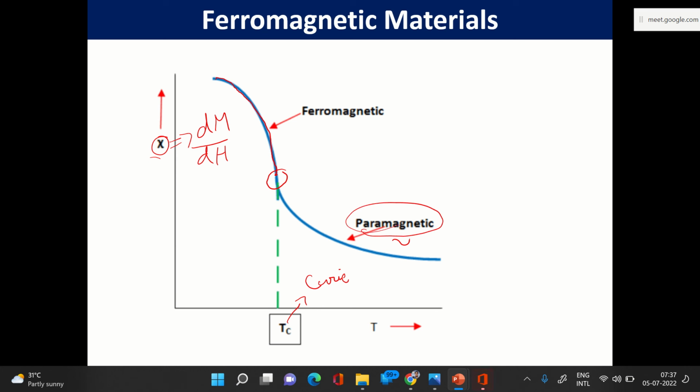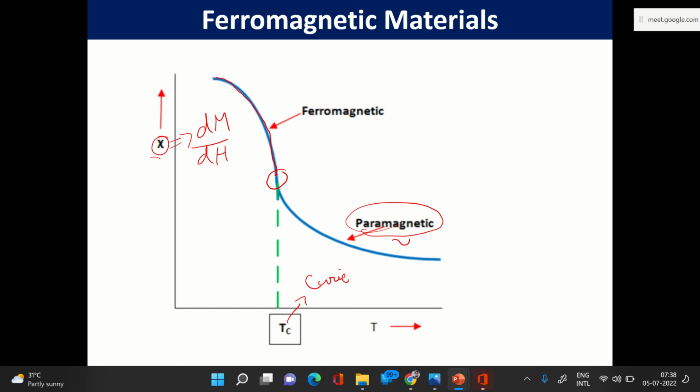So we also say that the Curie temperature is that temperature at which a ferromagnetic material starts showing paramagnetic behavior. A ferromagnetic material converts into a paramagnetic material. So that point of conversion of ferromagnetic to paramagnetic is the Curie temperature. That is also another way to look at it.